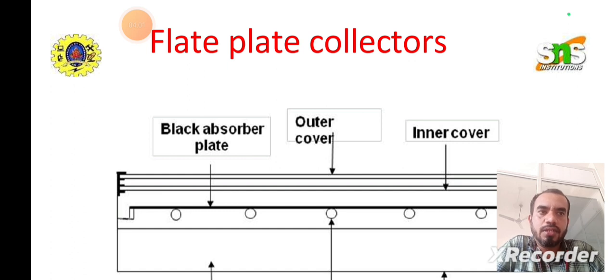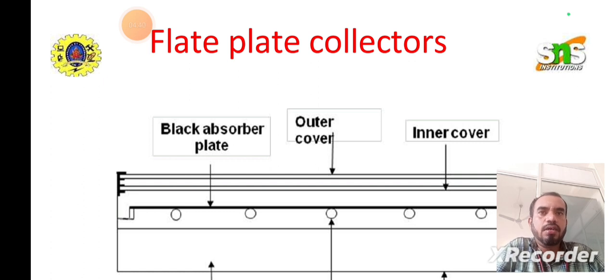So based on mounting, there are two types. One is fixed, where the base will not move. The other can adjust according to the direction of the sun. That means it can tilt or it can also track the sun directly. In this case the efficiency of the collector will increase because it will always be in contact with the sun's direction, so it will absorb more radiation.